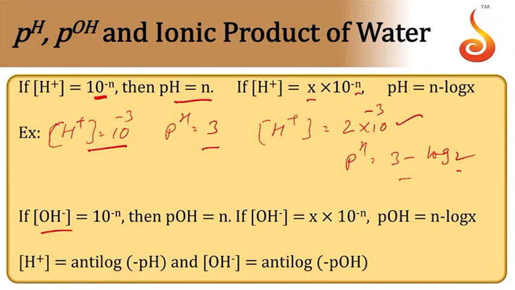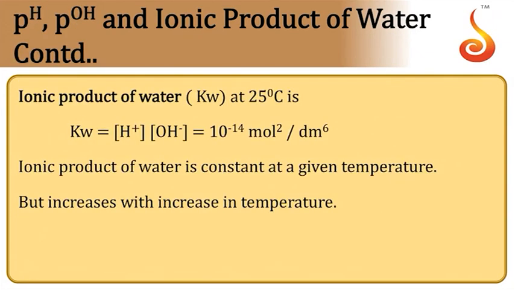Similarly, we can take the same formula for OH minus ion also. And H plus will be equal to the anti-log of minus pH. Suppose you have pH equal to 3. What is the value of H plus? That is going to be the anti-log of -3. So if pH is equal to 3, H plus will be equal to the anti-log of -3, which becomes 10 to the power of -3. Similarly for OH minus ion also.